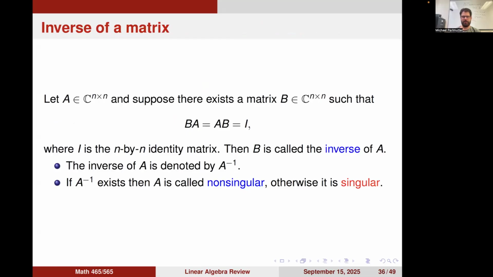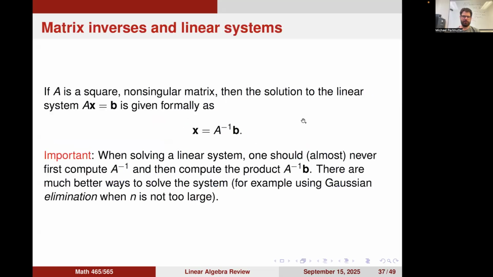Up next is the inverse of a matrix. If there is some matrix B such that A times B is equal to the identity and B times A is equal to the identity, then B is called the inverse of A, and it's written as A to the negative 1. If this inverse exists, then A is called non-singular. Otherwise, it's called singular.